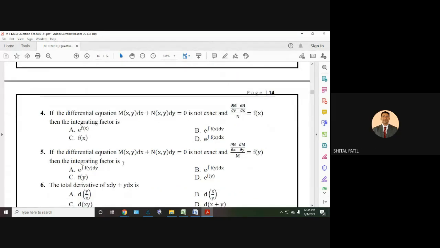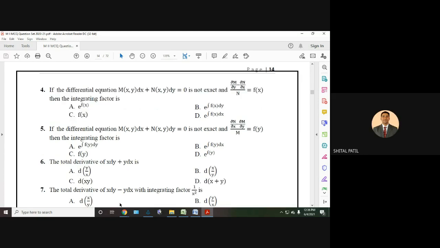Roll number 7. Yes, sir. Now tell. Shubham, see, m dx plus n dy is not exact, and del n by del x minus del m by del y divided by m equal to function of y. So what is the integrating factor? E raised to integration of f(y) dy. So A option, right?